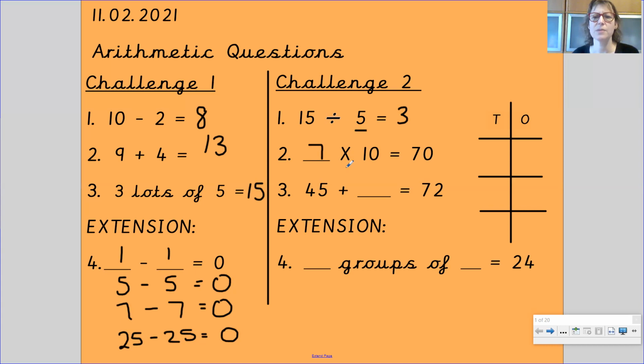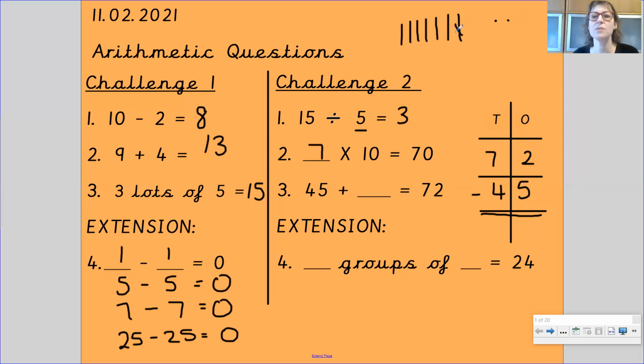45 add something equals 72. Now, I can't count on for that one. That's very tricky. So what I'm going to do is 72 take away 45. I know it says it's an add question, but I've got to find what to add to 45 to make 72, which means I've got to take away. Right, and I can't do 2 take away 5. So 10, 20, 30, 40, 50, 60, 70, 71, 72. And I've got to take away 5 to start with.